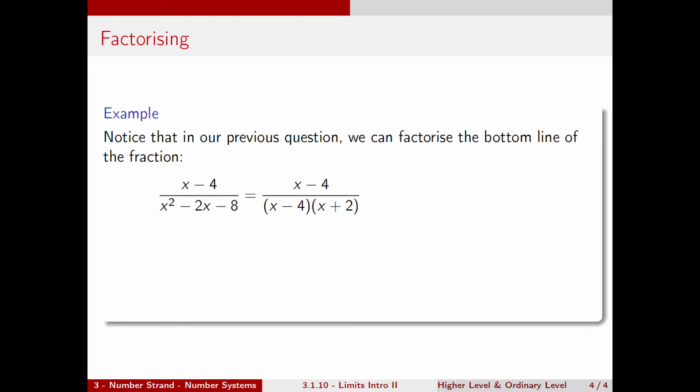So x minus 4 all over x squared minus 2x minus 8 becomes x minus 4 all over x minus 4 times x plus 2. And with that, we can see that we have an x minus 4 as a factor on the top and an x minus 4 as a factor on the bottom, meaning we can cancel both of these out, leaving us with 1 over x plus 2.